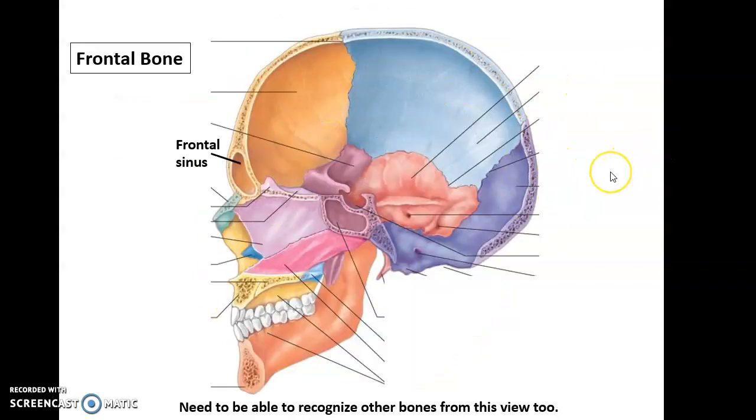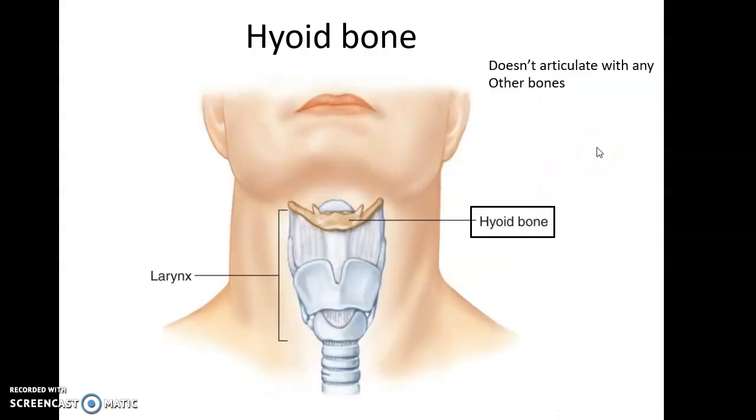Here's a mid-sagittal section of the skull, where the skull has been cut in half, and it allows us to see some of the sinuses. So here's the frontal bone. This space here is the frontal sinus. Down here is the sphenoidal sinus. You only see sinuses when you cut the bone open.